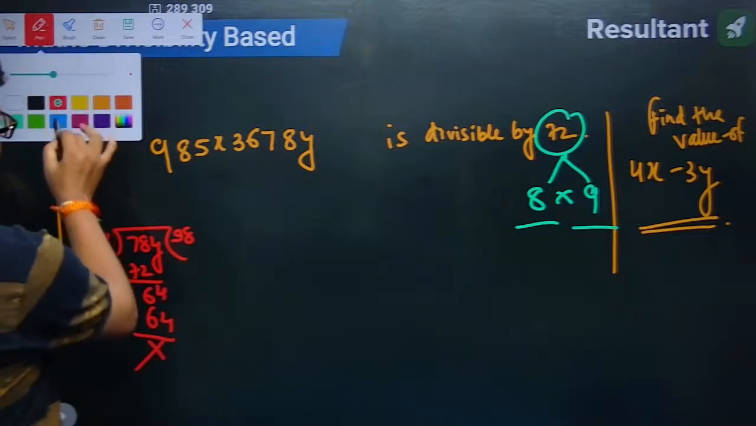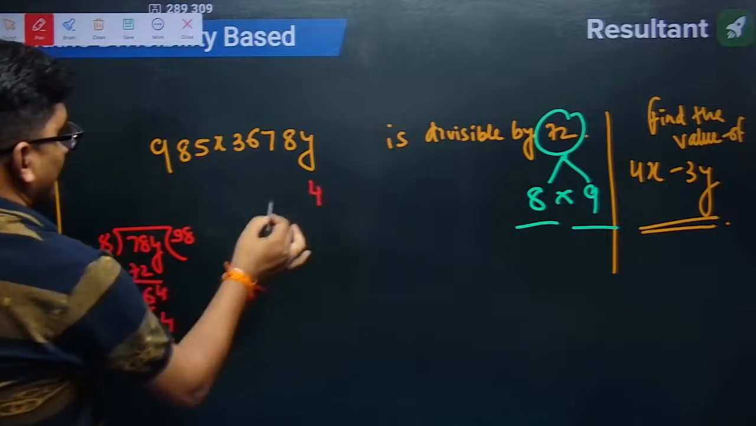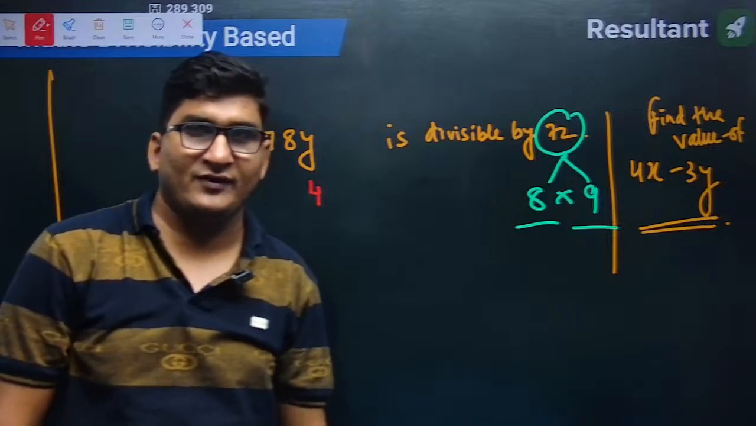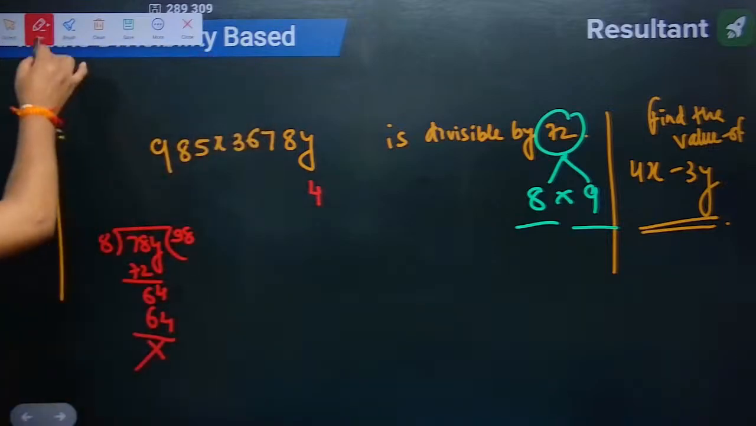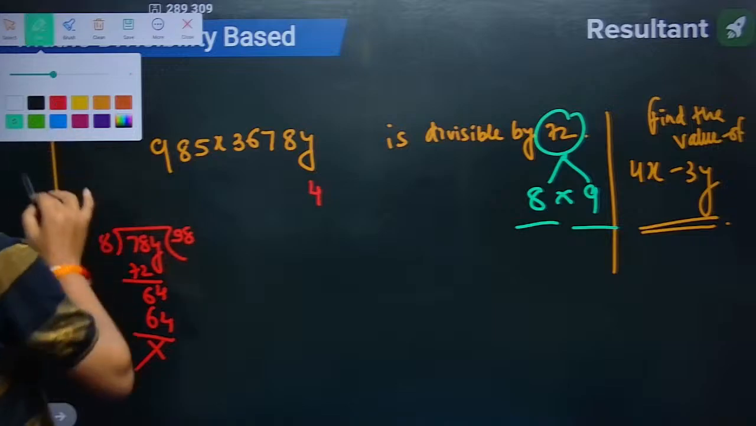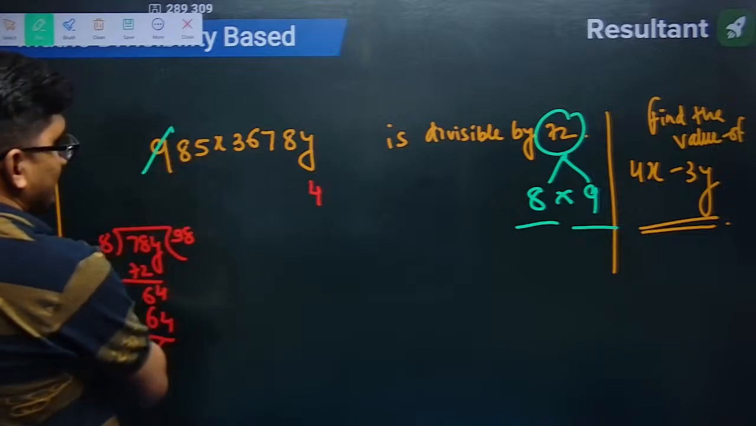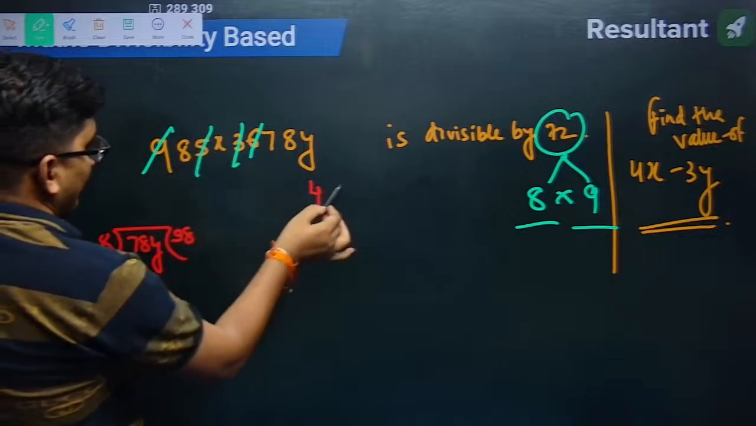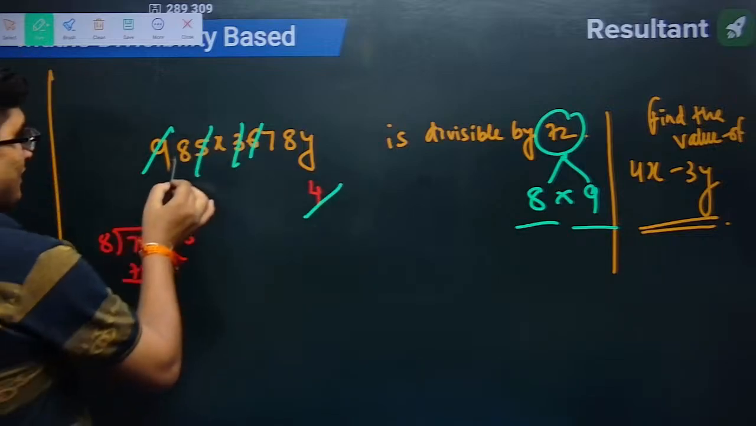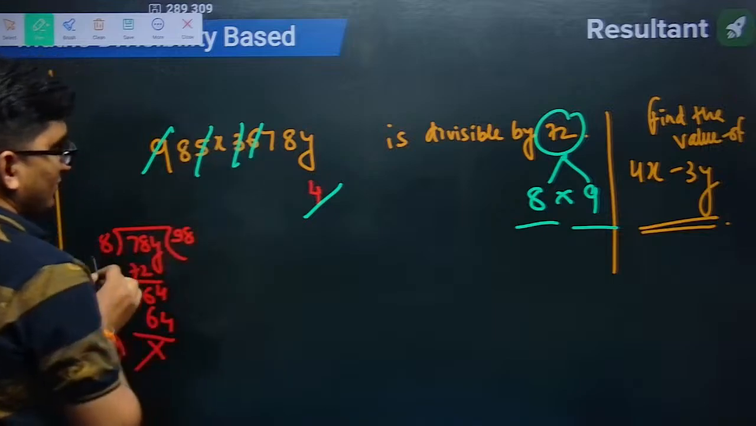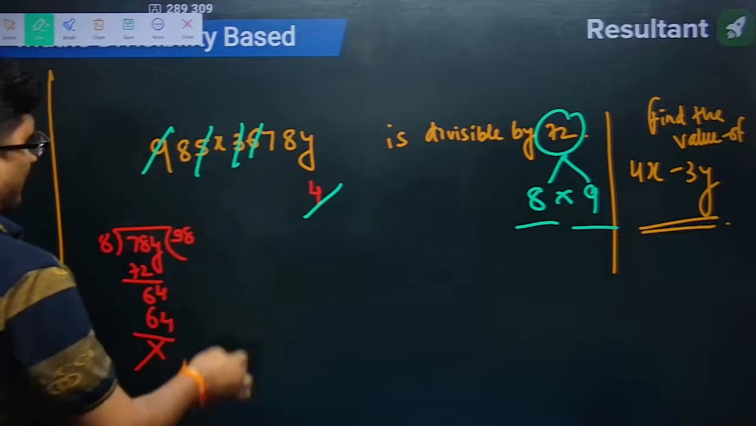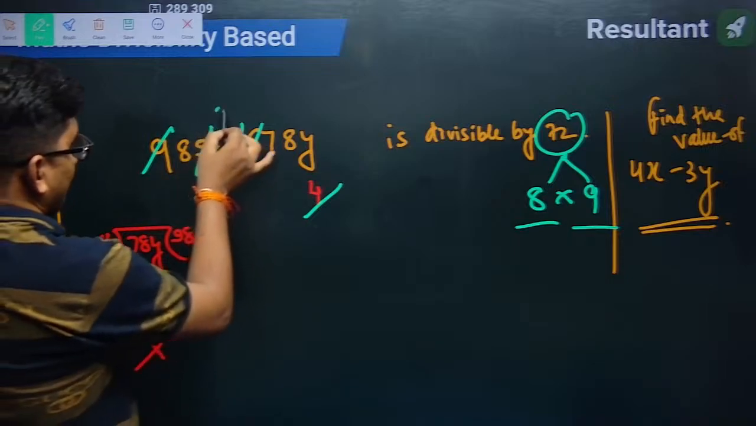If the value of y is 4, then you can find the value of x. How? Now you can cancel the pairs that make 9. 3 and 6 make 9, cancelled. 5 and 4 make 9, cancelled. And 8 and 7 make 15. If you want it divisible by 9, then the result will be 15, meaning x will be 3.